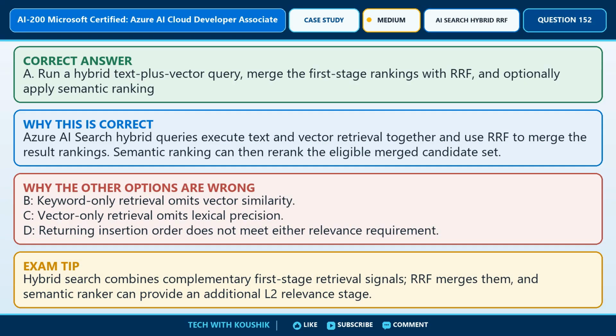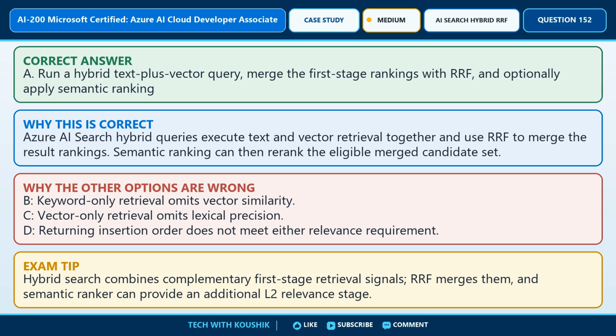The best answer is option A. Run a hybrid text plus vector query. Merge the first stage rankings with RRF and optionally apply semantic ranking. Azure AI Search hybrid queries execute text and vector retrieval together and use RRF to merge the result rankings. Semantic ranking can then re-rank the eligible merged candidate set.